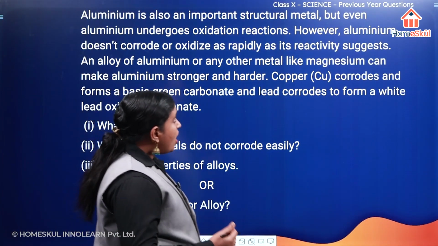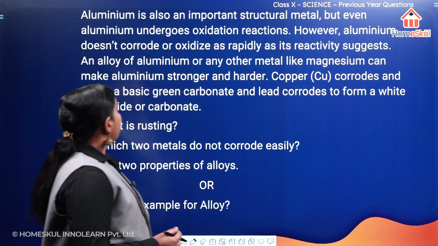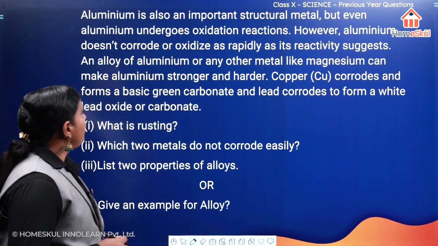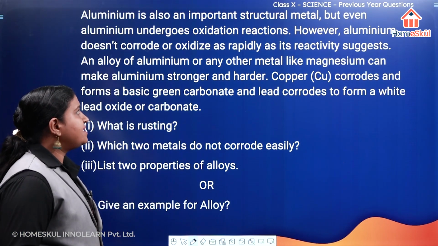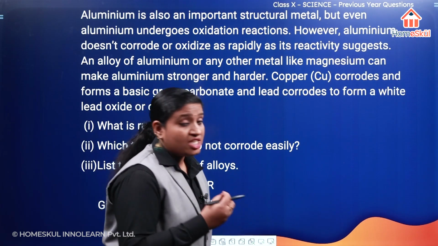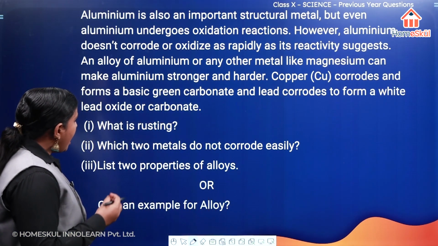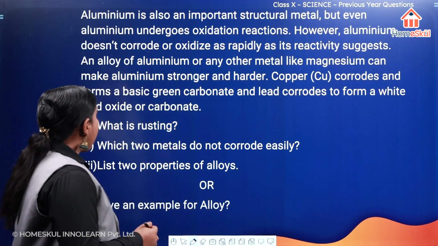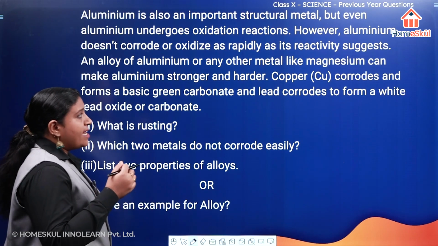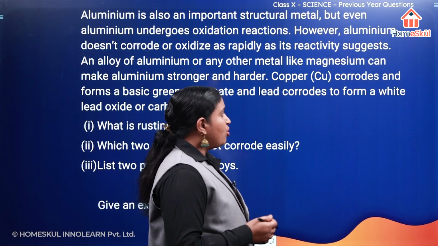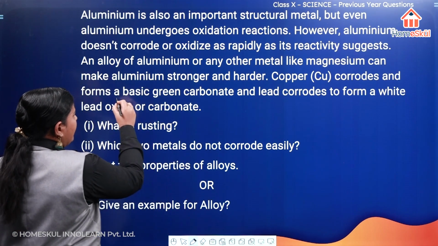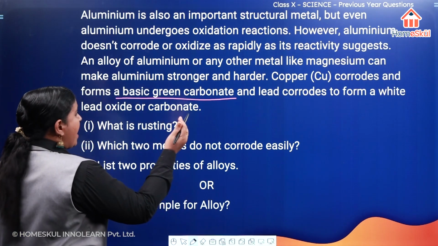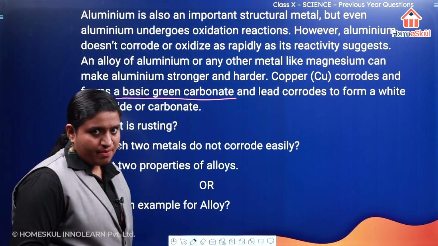Aluminium is also an important structural metal, but even aluminium undergoes oxidation reactions. However, aluminium doesn't corrode or oxidize as rapidly as its reactivity suggests. An alloy of aluminium or any other metal like magnesium can make aluminium stronger and harder. Copper, Cu, corrodes and forms a basic green carbonate, and lead corrodes to form a white lead oxide or carbonate.